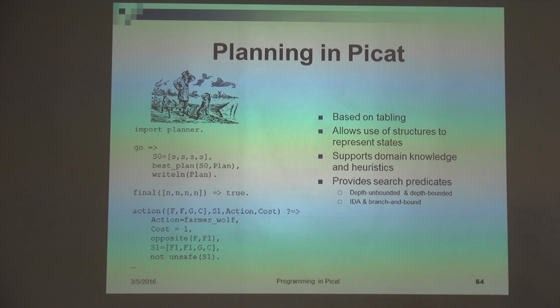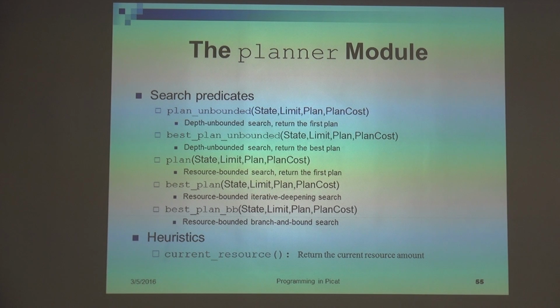And also you can use heuristics, like the A star algorithm, not A star, iterative deepening. So I'm here, I know the estimated cost from here to the goal state, and I only have this amount of resource. I know I cannot reach the goal state. So what do I do? You don't go further. I backtrack immediately. And the planner provides several search predicates. So these are the search predicates.